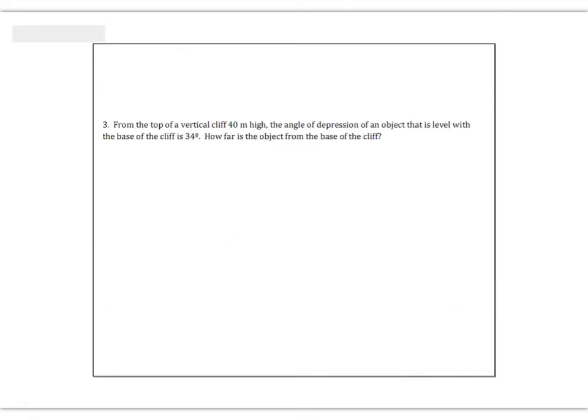Number 3, from the top of a vertical cliff 40 meters high, the angle of depression of an object that is level with the base of the cliff is 34 degrees. How far is the object from the base of the cliff? All right, so we need a cliff. So here's our cliff.